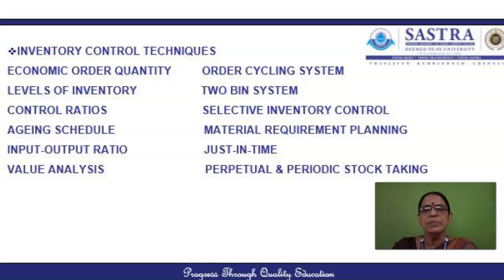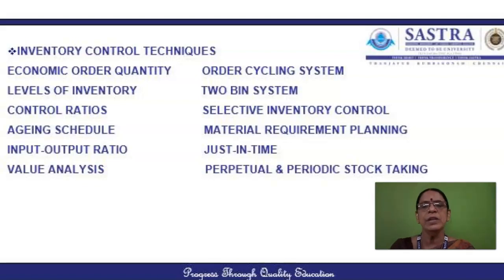In Q system there is only one parameter, that is the reorder level, whereas in P system there are two parameters, the reorder level and the period of review. So in Q system we have one parameter, but in P system we have two parameters, that is the reorder level and the period of review.